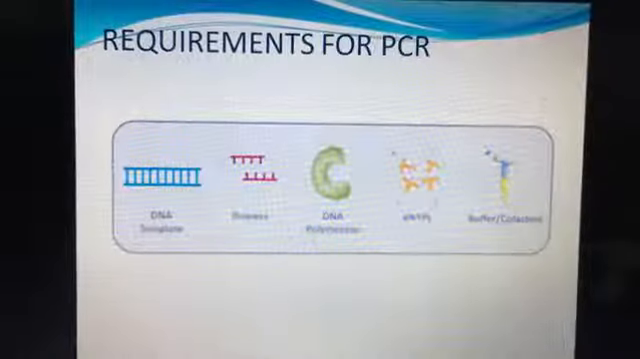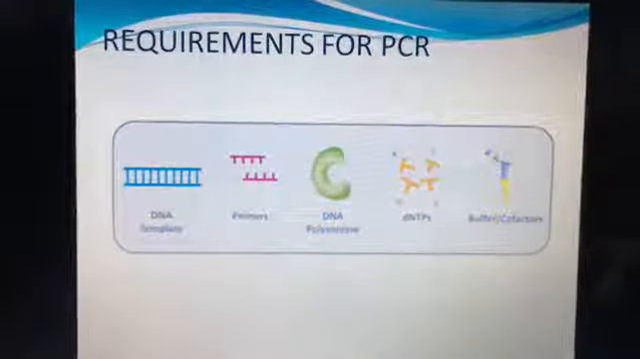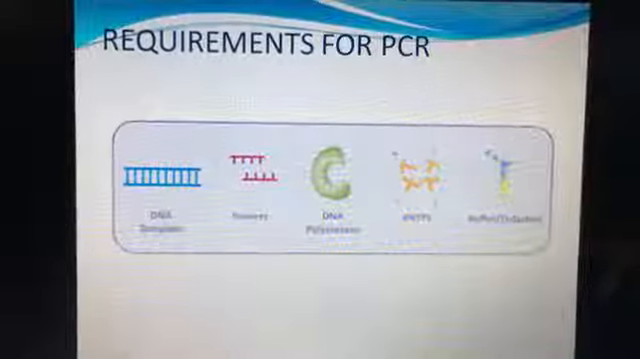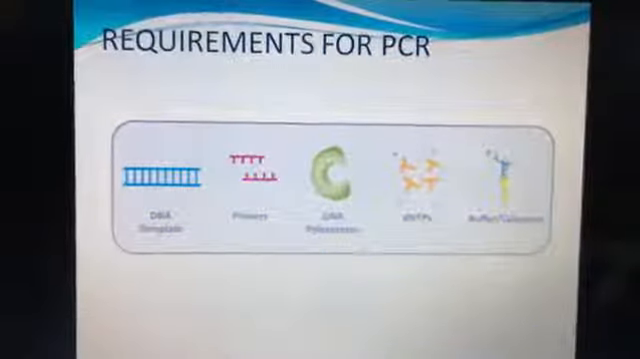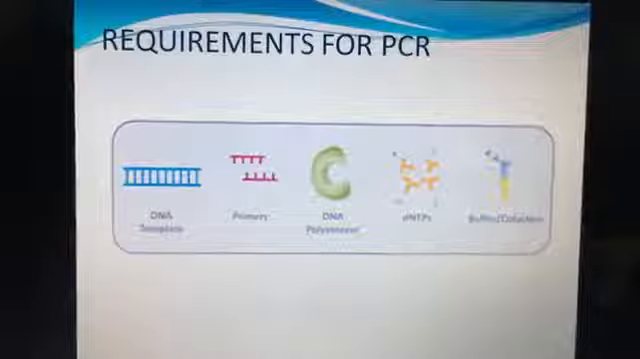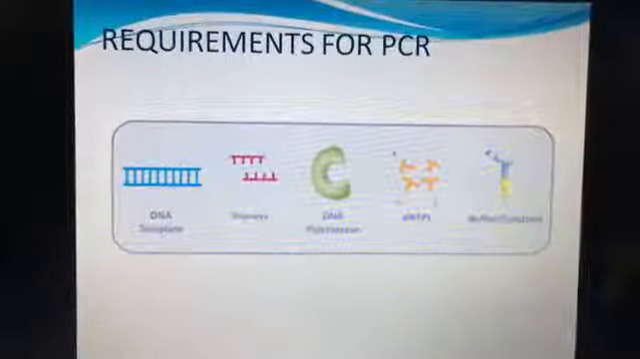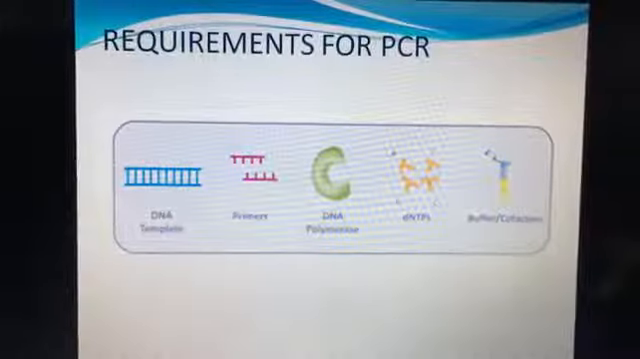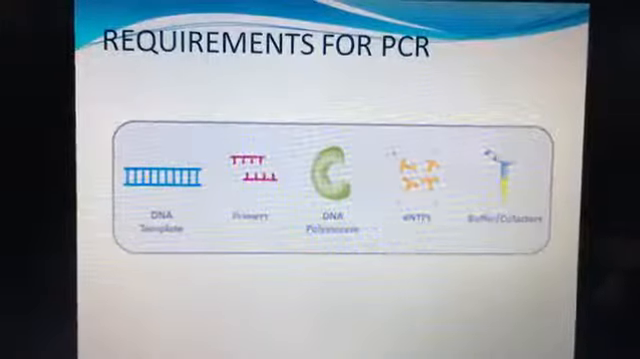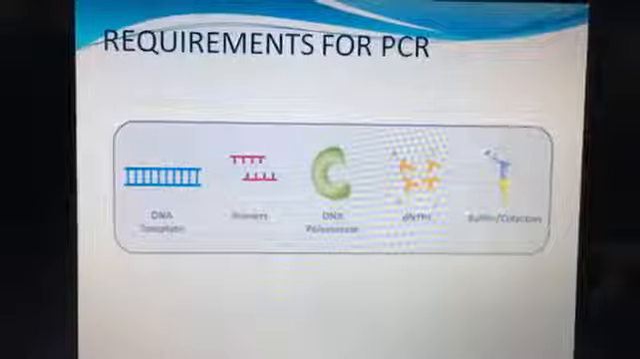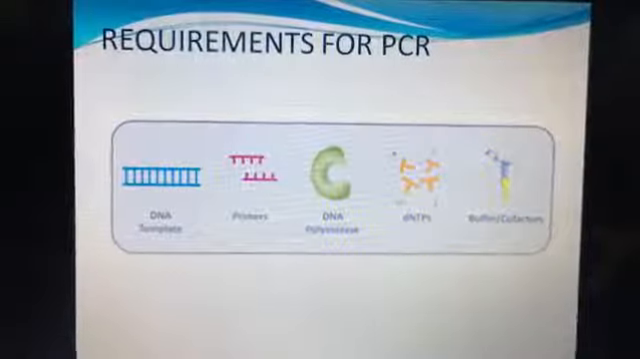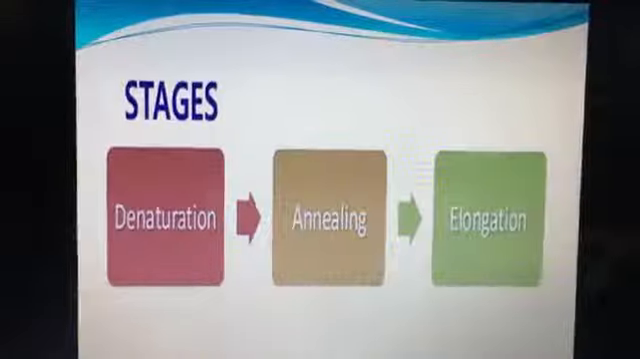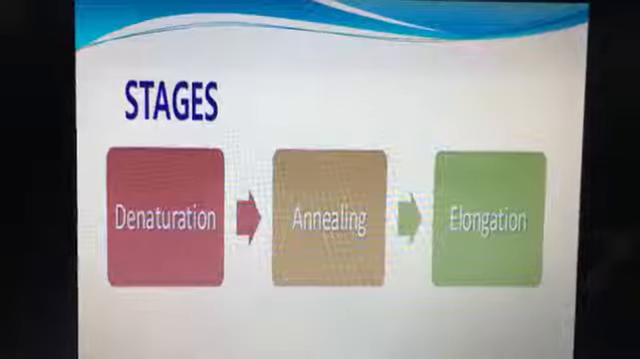DNA polymerase, it is an enzyme which is also called Taq polymerase. It is thermostable, that is, it cannot be deactivated by high temperature. It is obtained from bacteria called Thermus aquaticus. Then 4 nucleotides are required: adenine, thymine, cytosine, guanine. Buffer which contains magnesium.